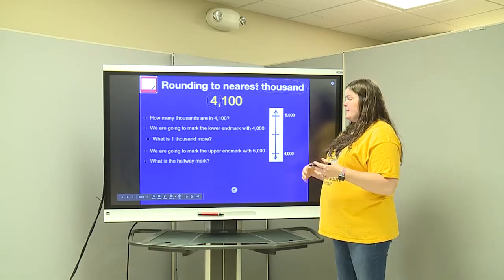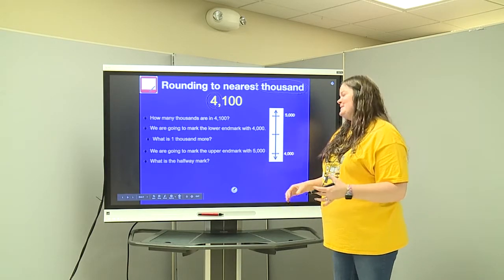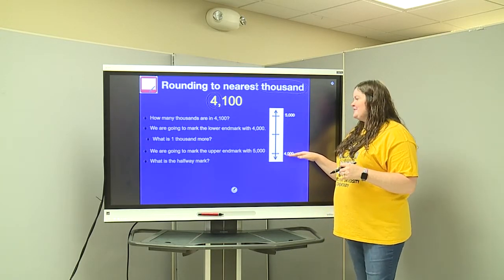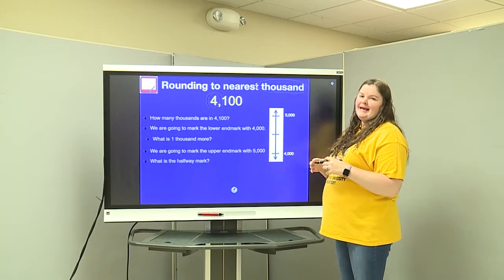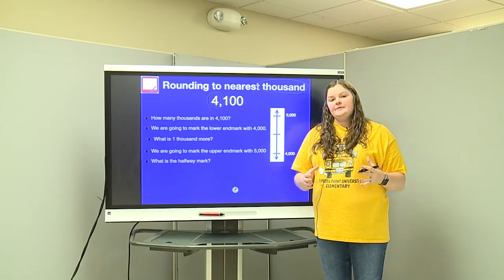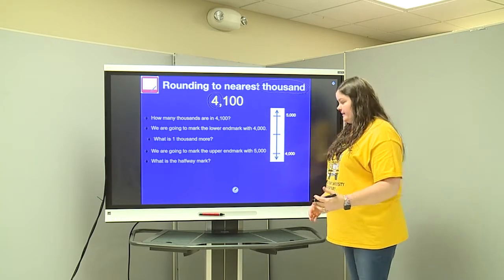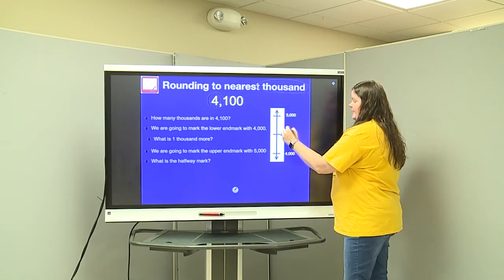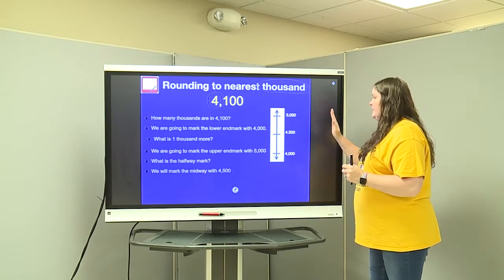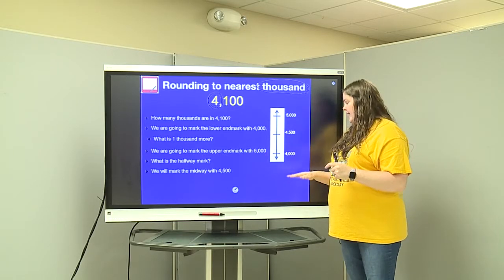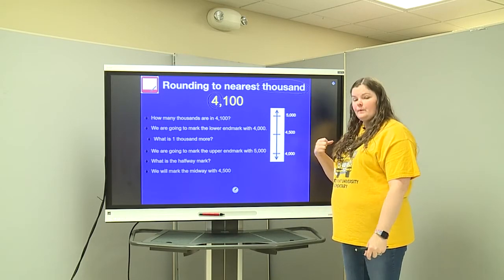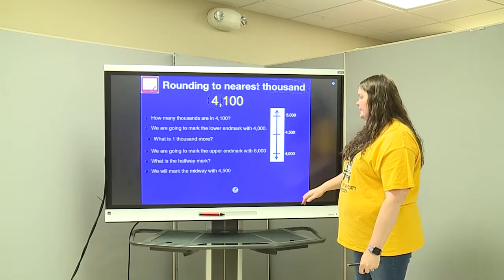All right, then we need to find our midpoint. Sometimes they call it halfway mark, but this is just called a midpoint. So we need to figure out what's in between 4,000 and 5,000. And we previously talked about in between 1,000 is going to be 500. So in between 4,000 and 5,000 is going to be 4,500. So there's our three points. We've got the bottom end mark, or end point, we have a midpoint, and then we have our top end mark.